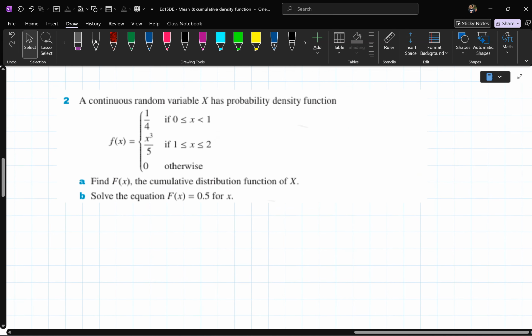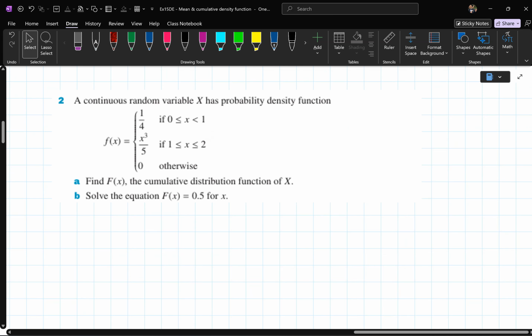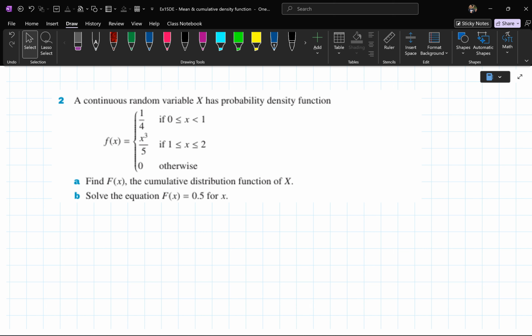Hey there, U12s. We're looking at exercise 15E. Keep in mind, exercise 15E is not part of the study design, but it is a nice exercise to get your head around understanding some of the key features of it.